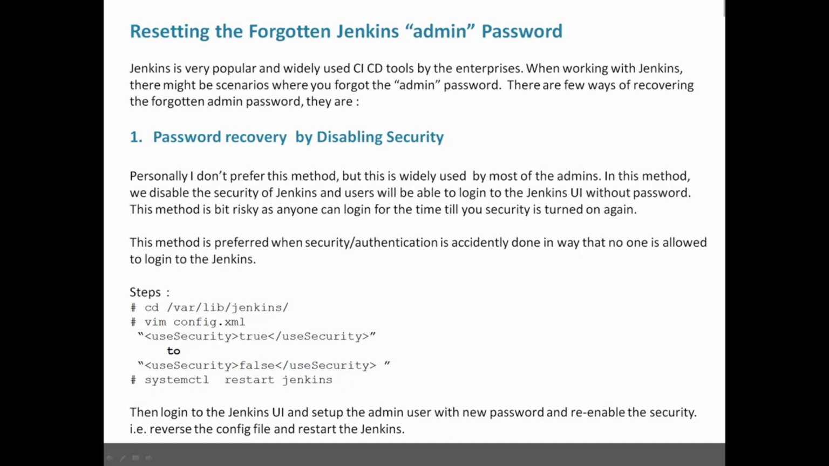To re-enable the security again, what we have to do, we have to just change this setting, which is basically false, to true. After that, restart the Jenkins again. That's it. So your security settings are restored and your password is restored. So that's the one way. And second way, which I'm going to discuss, that's a way which I personally use, and that's a safe way. I don't see any risk by using that particular method.